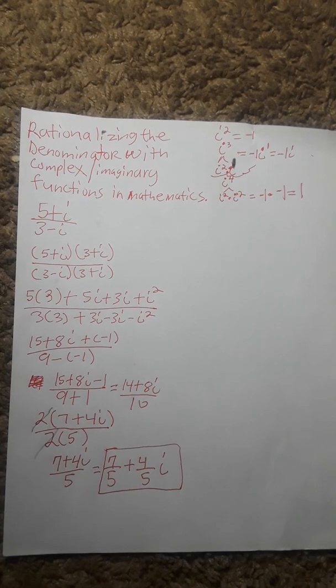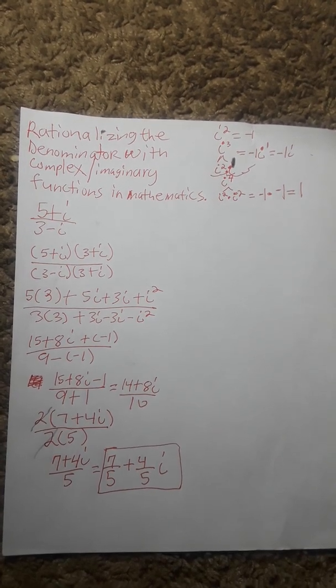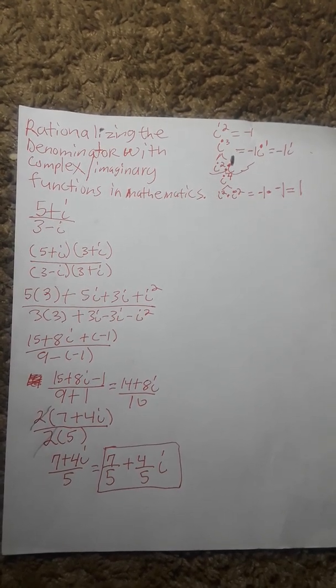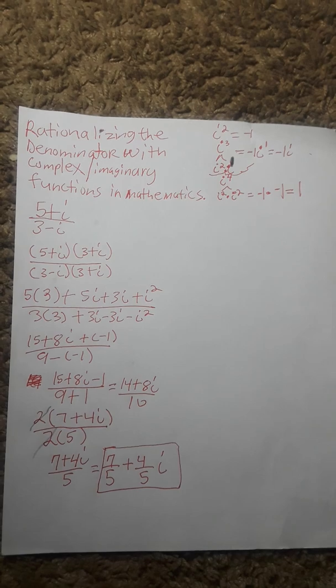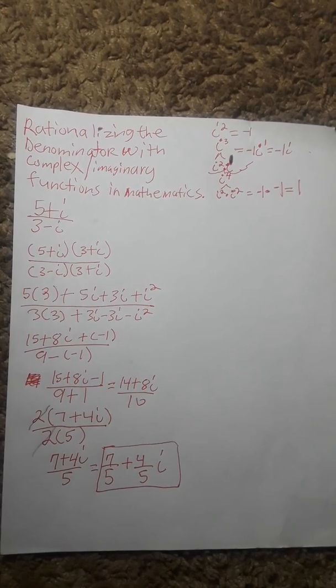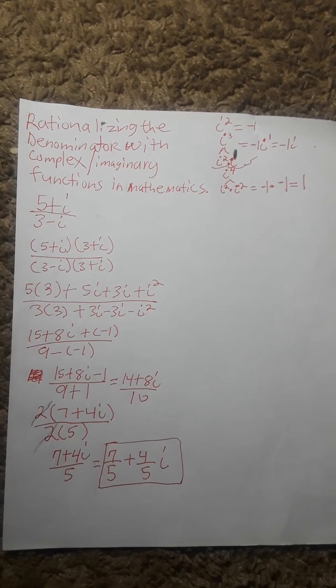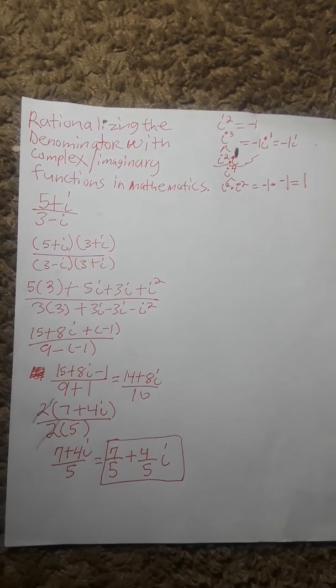So we must put parentheses around each and multiply by the conjugate of the denominator by flipping the sign in the middle between 3 and i, and multiply the numerator and denominator by 3 plus i. And then we FOIL in the numerator.